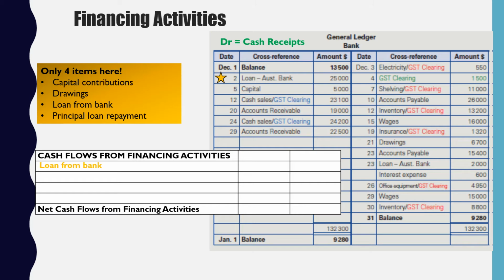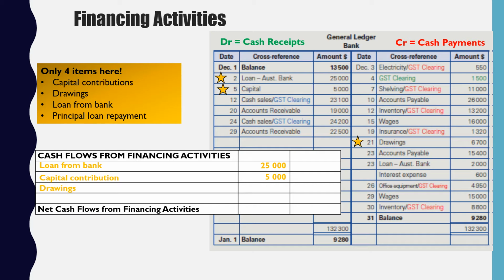We report this under financing activities as a loan from bank, $25,000. On the 5th of December, we have a capital contribution of $5,000, which is a financing activity. Because there are no other transactions relating to financing activities under the debit side of the bank ledger account, we now move on to the credit side of the bank ledger account, which shows us all the cash payments from the bank. On the 21st of December, we have drawings of $6,700.